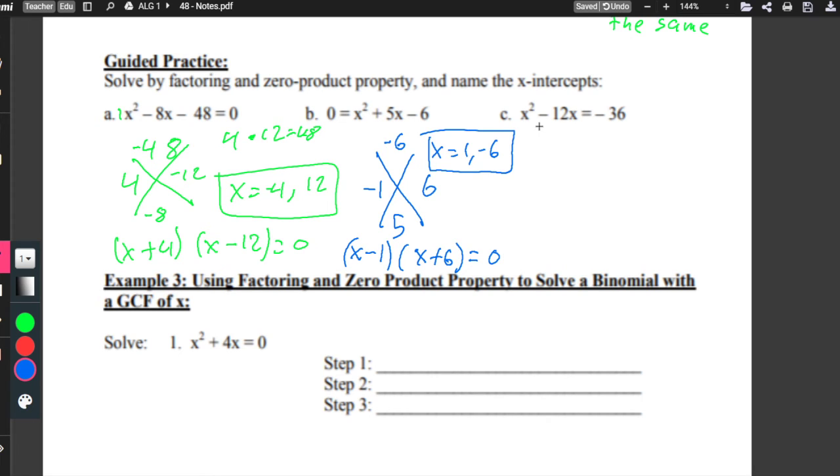So you'll see for this one, whenever we do this, we have to have it equal to 0 first. So we can put it in standard form, so x squared minus 12x plus 36 equals 0. And then we can set this up. So we have 36 has to add up to negative 12. Factors of 36. We have 3 and 12, 2 and 18.